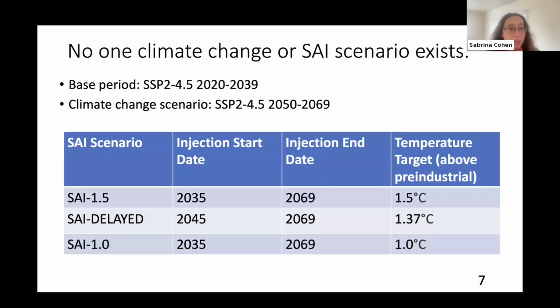All right, so the next major idea that I have at the top here is no one climate change or SAI scenario exists. So when we're talking about climate change or SAI or different climate futures, we have to keep in mind that there can be different levels of greenhouse gas emissions, different levels of temperature. For example, in the case of SAI here, we can start injecting into the stratosphere at different dates. We can inject for different periods of time. The amount of sulfate aerosol we inject into the atmosphere can be different. So for example, if we want to cool the planet more, we can inject more sulfate aerosol, etc.